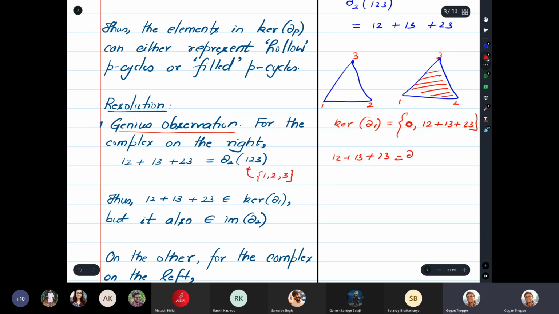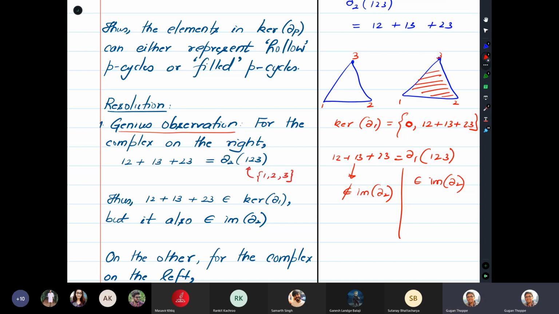So the genius observation is that this 1 chain is the boundary of this face 1, 2, 3. Observe that in this figure you don't have this triangle. So let me again repeat. In this figure, this 1 chain cannot be the boundary of 1, 2, 3 because there is no triangle 1, 2, 3 present. In other words, this 1 chain for the figure on the left does not belong to the image of ∂2, whereas for the figure on the right, indeed, this belongs to the image of ∂2.